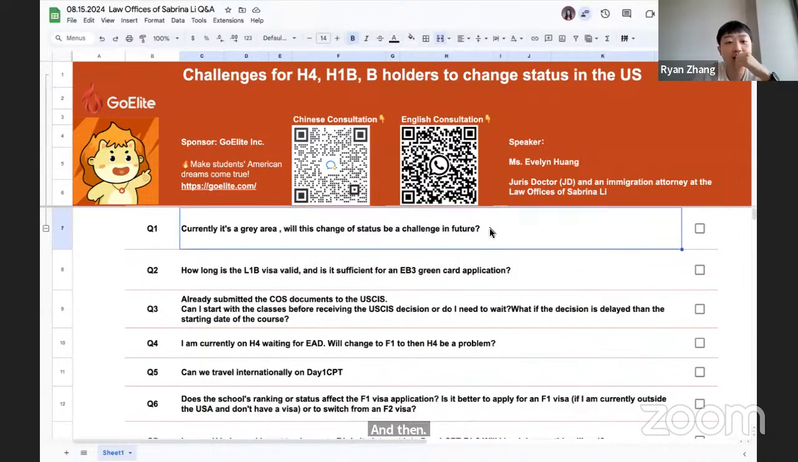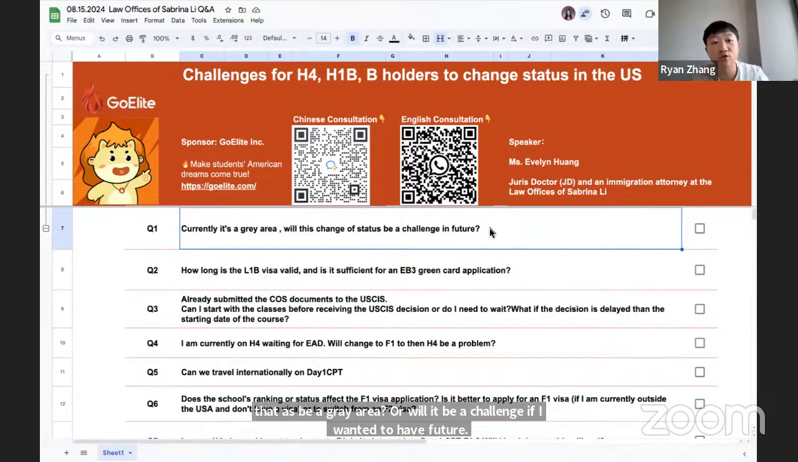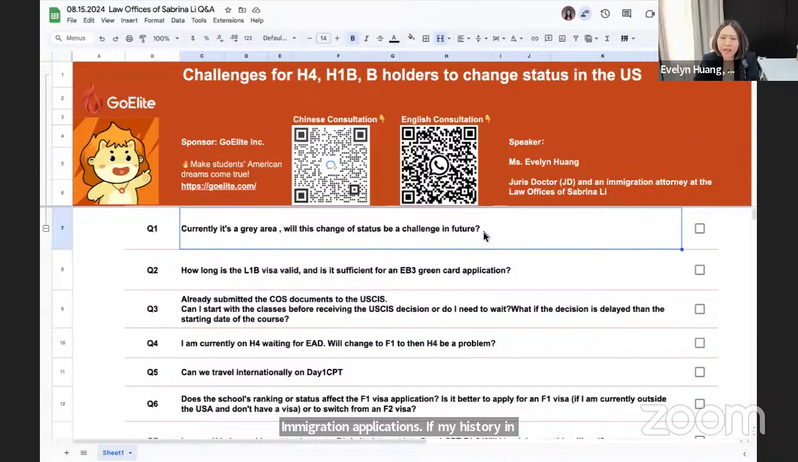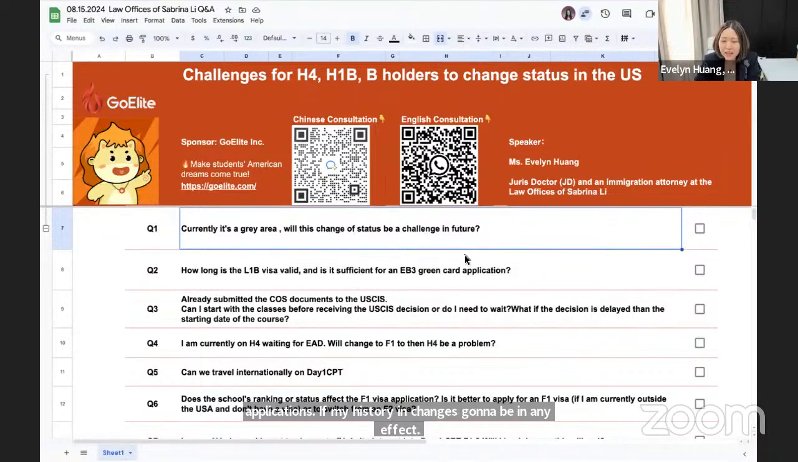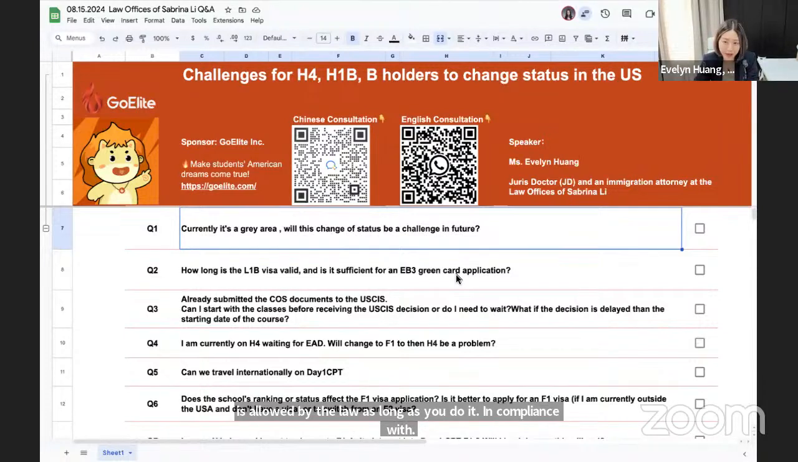So this person wanted to say that some talk about gray areas. I guess the point is: will changing your status be a gray area, or will it be a challenge if I want to have future immigration applications or petitions, if my history of changing status is going to have any effect? I do have clients ask me similar questions. I think change of status is allowed by the law as long as you do it in compliance with immigration law. That should be okay.